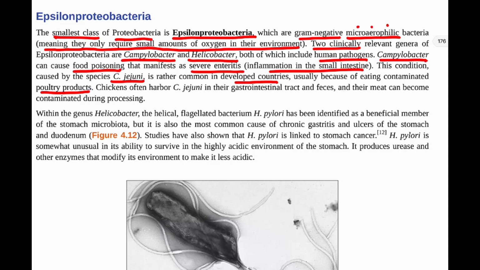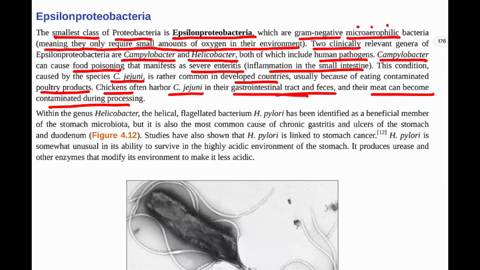And then when people are processing poultry, processing chickens, their meat can then become contaminated during the processing. So during the processing of getting the muscle, we can get some of that gastrointestinal tract stuff in there, and then that can cause an infection and causes that severe enteritis, food poisoning.